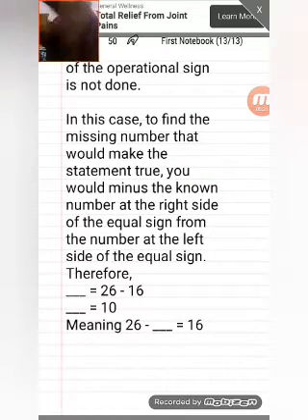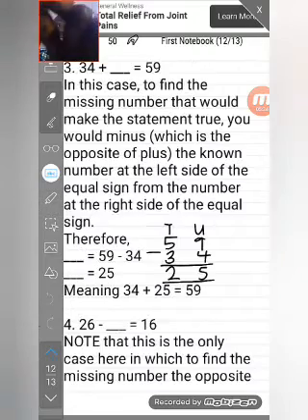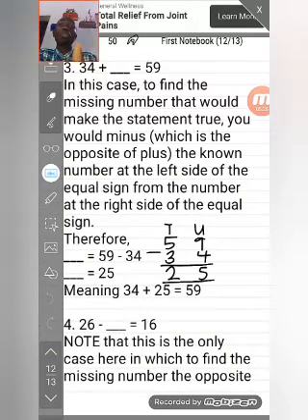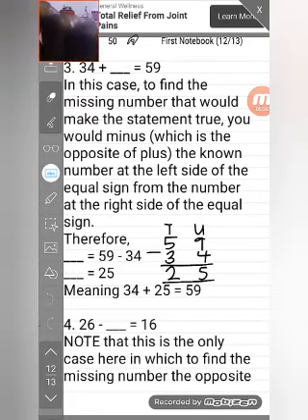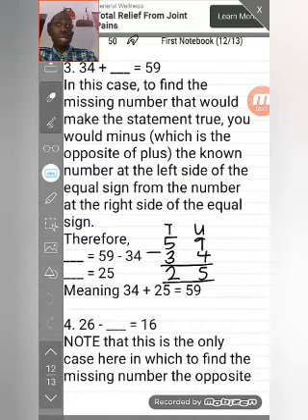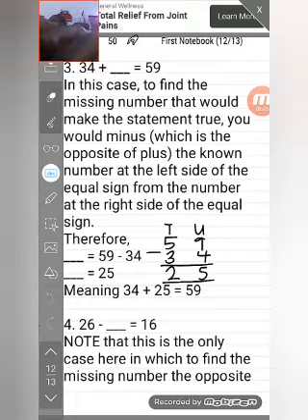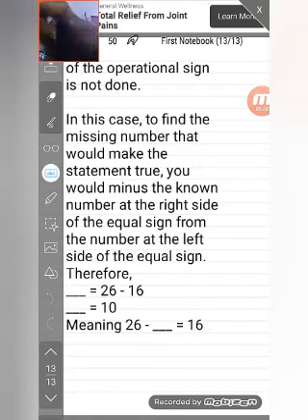So remember, in the cases we've been doing, when we have the plus, we do the minus to get the answer. When we have the minus, we do the plus to get the missing number. But now in this case, when you have a written number minus a number that is not written is equal to a number that is written, you don't do the opposite. You do the exact thing. You do the minus, and in this case we can see we are writing, therefore the missing number will be equal to 26 minus 16.